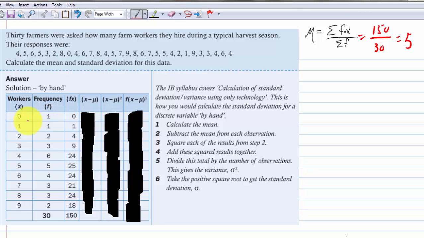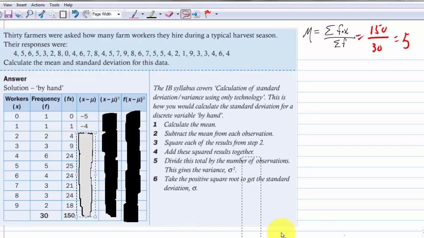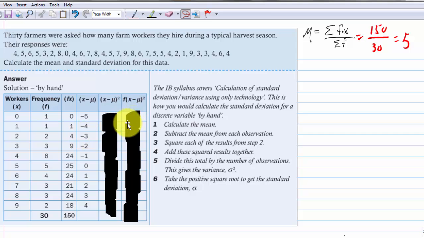So we're going to do x, 0, minus 5. So what's going to go in this first spot is negative 5. And then the next x value is 1, so this is going to be negative 4, and so on and so on. And you notice some of these are positive, some of these are negative. If we added these up, this 4 would cancel with that one. They'd become 0. 3 and negative 3 become 0. And we wouldn't get an accurate measure of the spread because some stuff is higher than the mean, some stuff is lower than the mean.